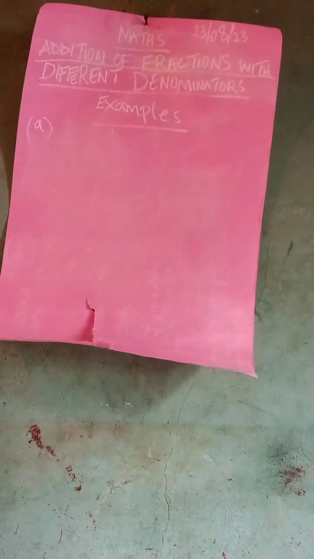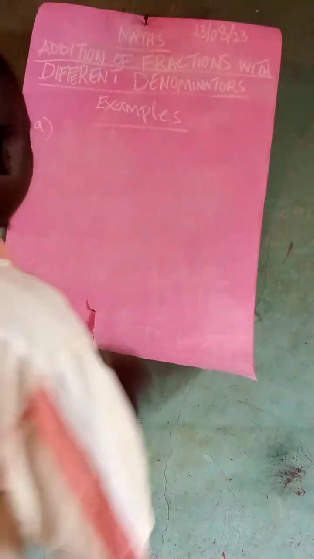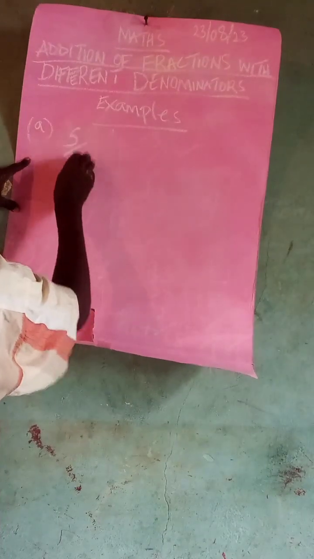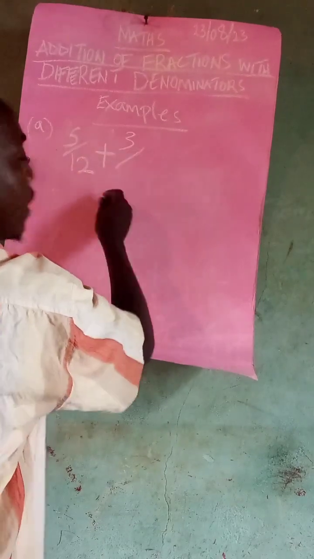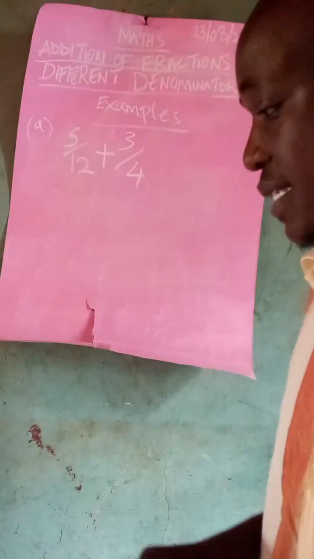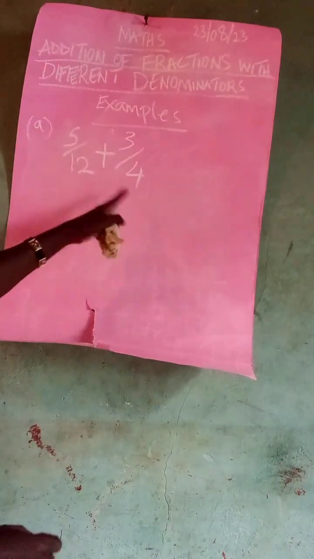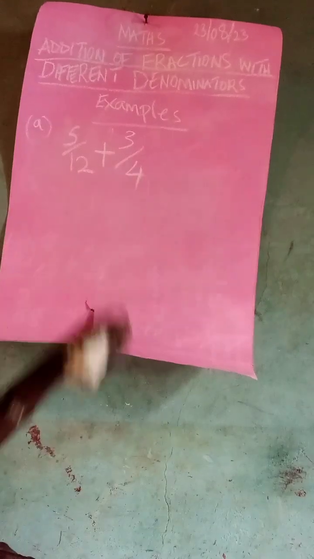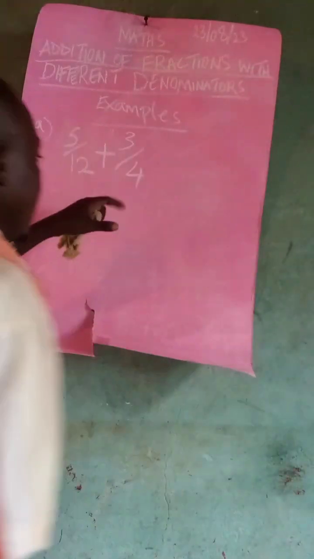Look at this one. Let's say, for example, 5 over 12 plus 3 over 4. How can you add that one? They are fractions but of different denominators. This is how you go about it. You rename one of these fractions. Look at the denominators. Between 12 and 4, which one is bigger? You come to realize that 12 is bigger than 4. So what you're going to do, you rename one of the fractions. Let's take 3 over 4 because the number is small.